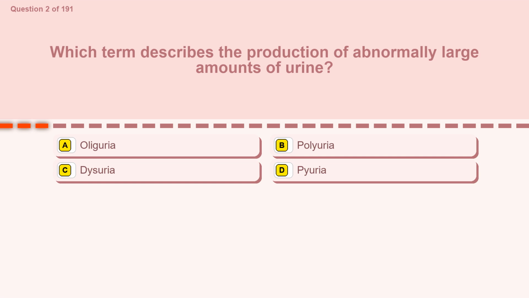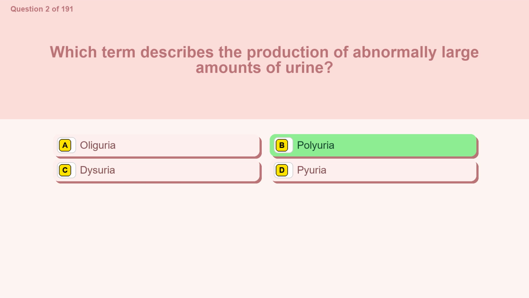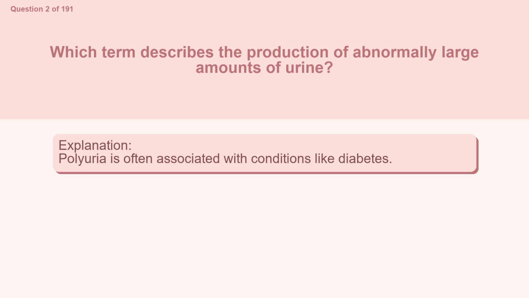Question 2. Which term describes the production of abnormally large amounts of urine? Option A. Oliguria. Option B. Polyuria. Option C. Dysuria. Option D. Pyuria. The correct answer is option B. Polyuria. Polyuria is often associated with conditions like diabetes.